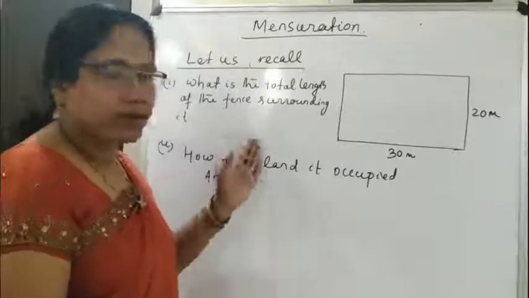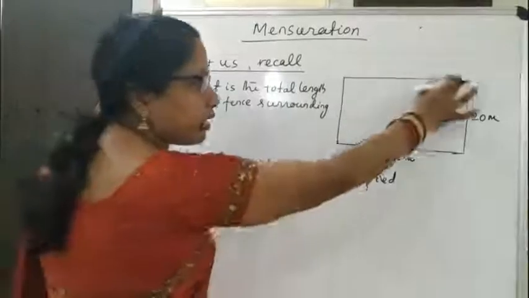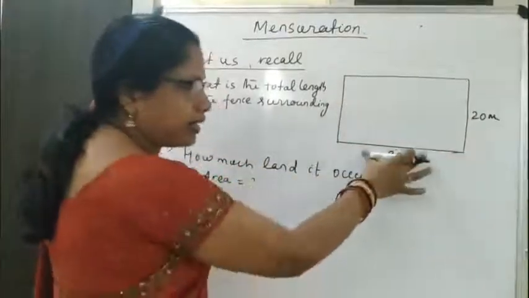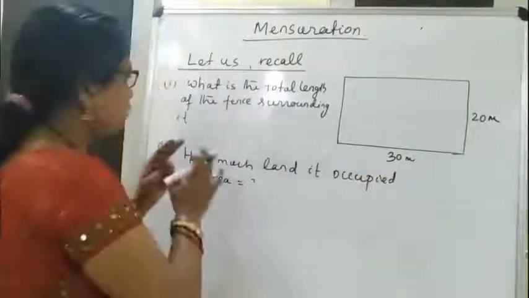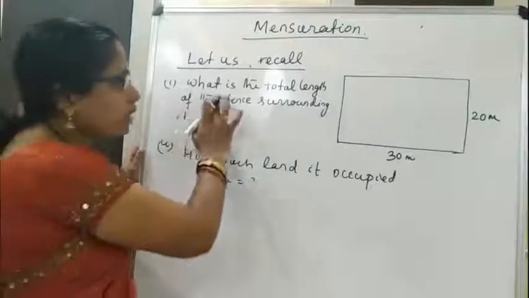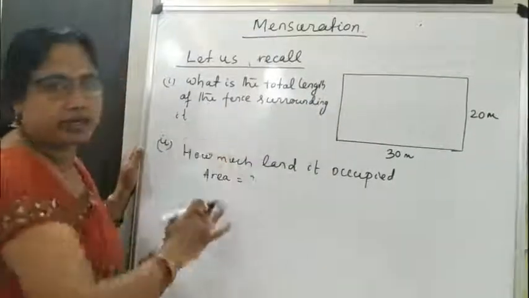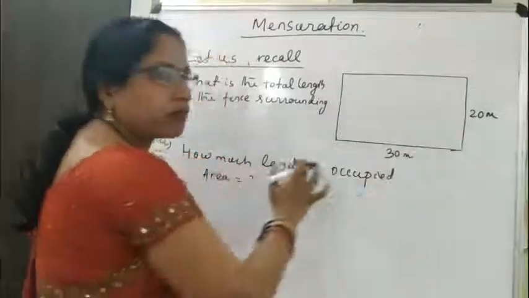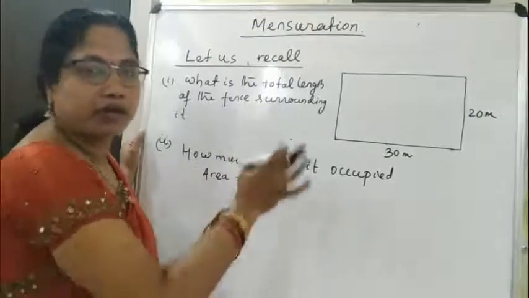So let us recall what we have learned before. So this is a rectangular park. It is given that this is a rectangular park having length 30 meter and breadth 20 meter. The first question is, what is the total length of the fence surrounding it? So if we have to find the total length of the fence surrounding the park, then we have to find the perimeter of the park.